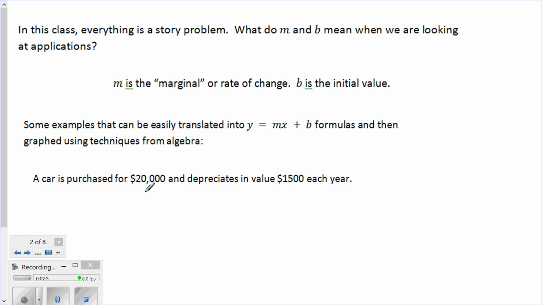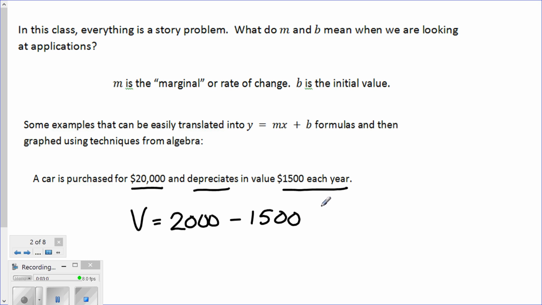First, look at, say, a car that is purchased for $20,000 and depreciates $1,500 each year. So we've got 2 variables implied in the problem: the value of the car and the amount of time that has gone by, how many years. We're starting at $20,000, so the value of the car is $20,000, and it depreciates, so it decreases by $1,500 for every year that goes by. So 1,500 times the number of years that have gone by, where t is the number of years. I left a 0 off of my 20,000. That would be important. There we go.